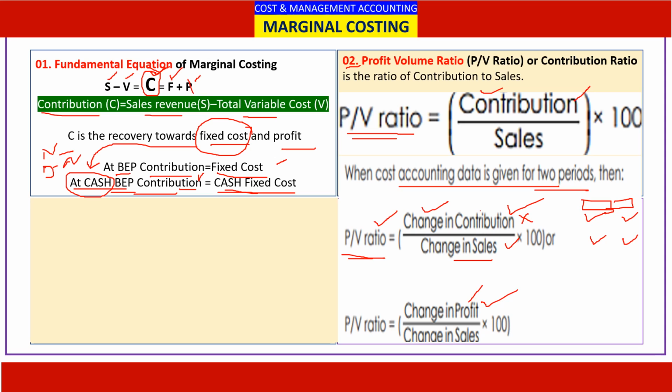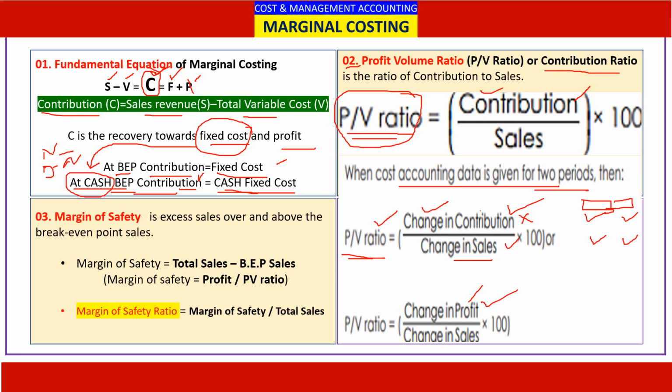Basically, it is contribution over sales, change in contribution over change in sales, change in profit over change in sales, but the ratio is only one. It is PV ratio, profit volume ratio, which is also called contribution ratio.